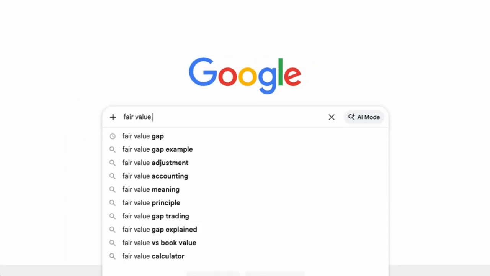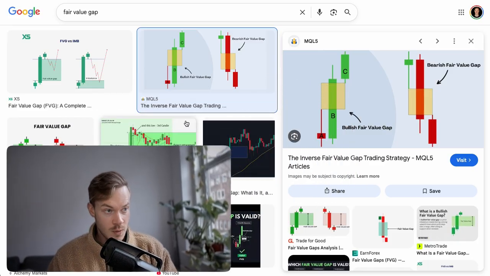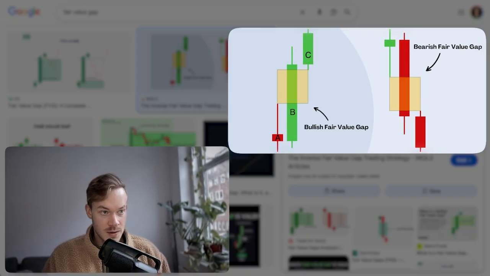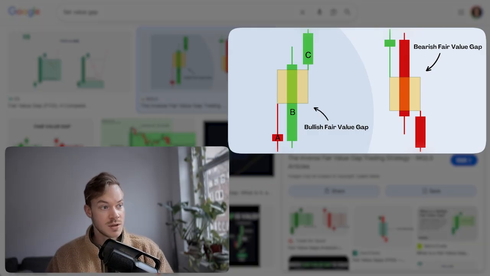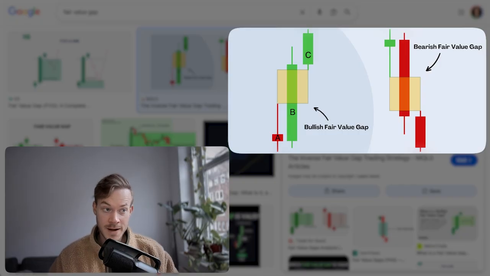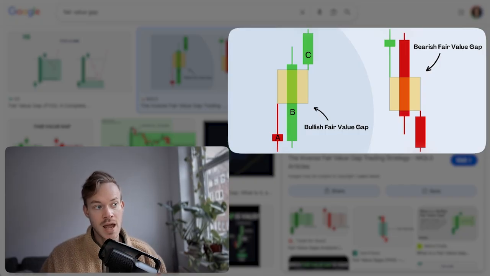Fair value gap. It's essentially the space between the low of the first candle and the high of the third candle for a buy-side fair value gap trading system. We focus in today's video on the buy side for simplicity. For a bullish fair value gap, we simply need to look at the values that define the gap: the candle low of candle ID number 1 and the candle high of candle ID number 3.